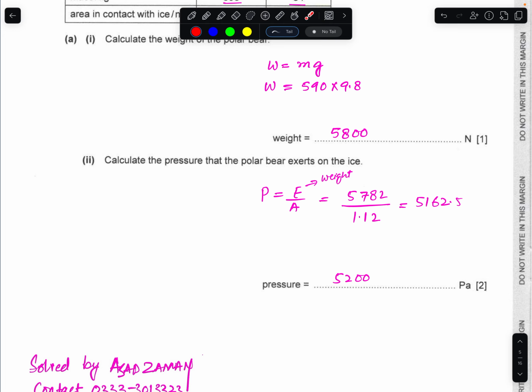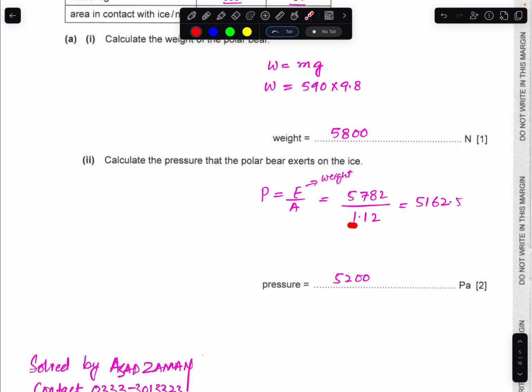Calculate the pressure that the polar bear exerts on the ice. How much pressure is it exerting? So obviously the pressure formula is force per unit area, and the force exerted by the polar bear on the ice is the weight of the polar bear. So that is the actual value. The one I used here is the rounded value, rounded to two significant figures, but the actual value was this one. So you can write the rounded value or the actual value, it doesn't matter, because at the end you are going to round off your answer.